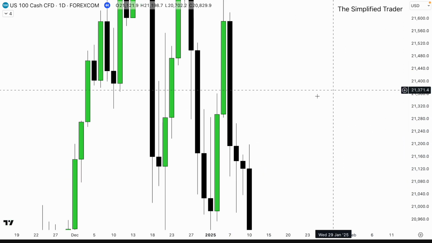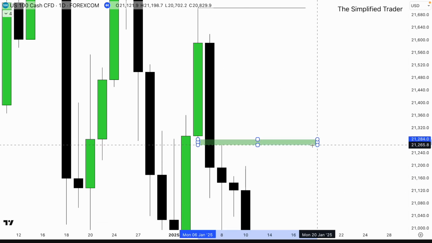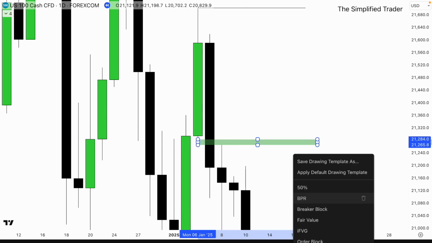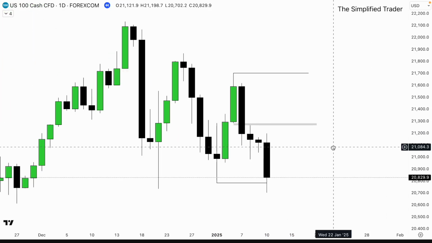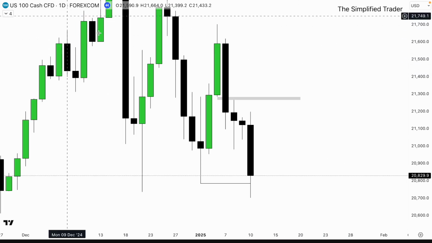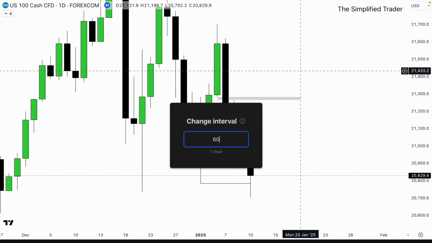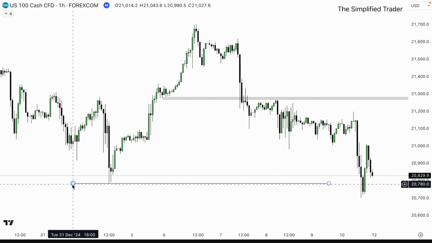So zooming in, you can see we do have a very small fair value gap here. That is my internal range liquidity. So here we have our target. Now we're dropping from the daily to the 1 hour time frame, and we are going to look for our entry sequence.